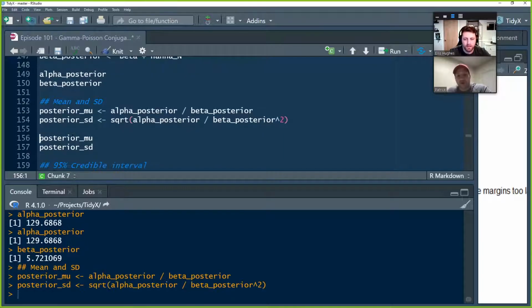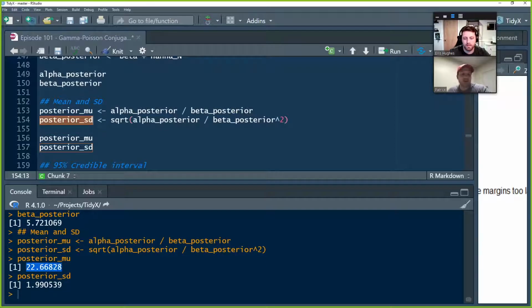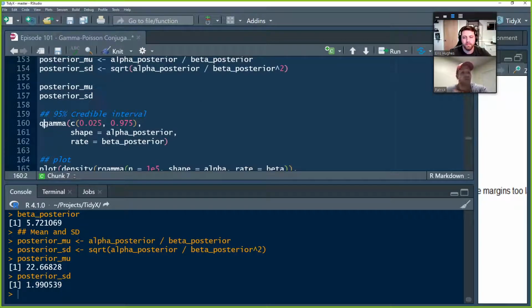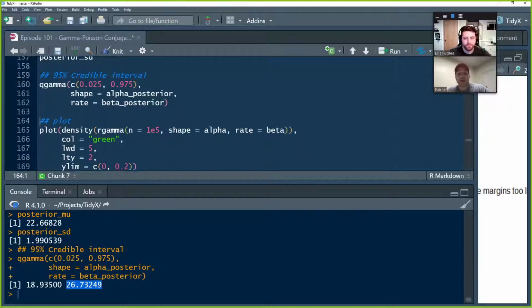Now let's do some math. Alpha posterior divided by beta posterior gives us the mean of 22.7 and a standard deviation of about 2. And we can use our qgamma function to get the 95% credible interval for Hannah, which puts us right around, she's probably somewhere between a 19 to 27 point shooter. And we can make a nice little plot of this.